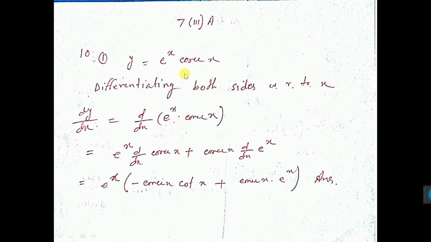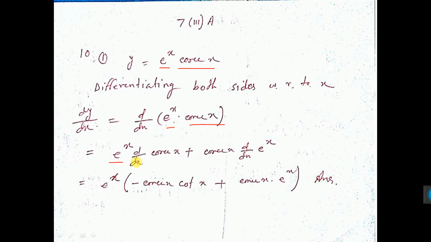Now see this sum, 7, 3, 8, 10, 1. y equal to e to the power x cos x. This is uv form, u into v. Consider first as u, second as v. Now differentiating both sides with respect to x, every time you need to write this line. Then dy/dx equal to d/dx of this thing. So this is u, this is v.